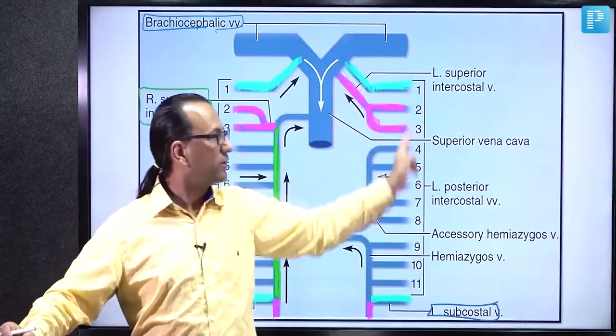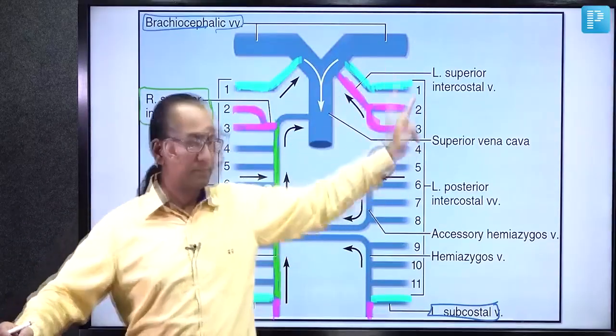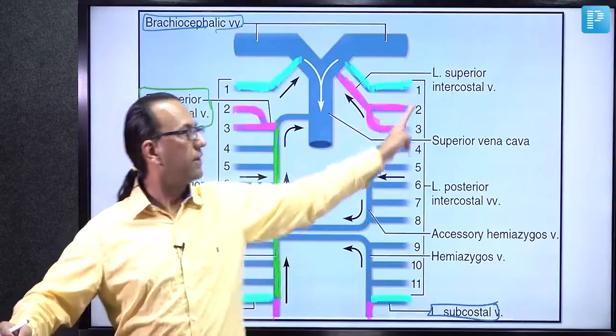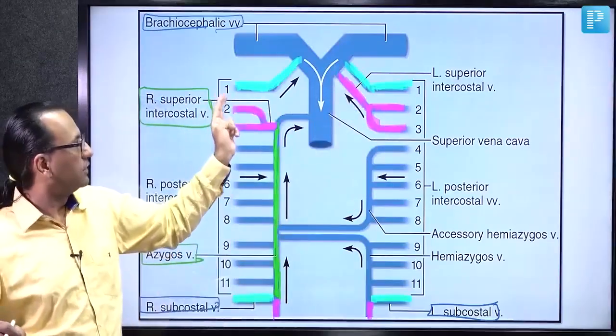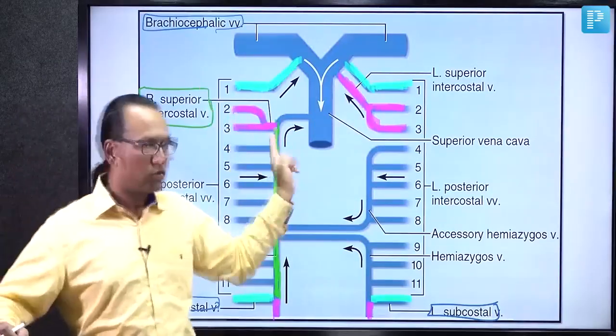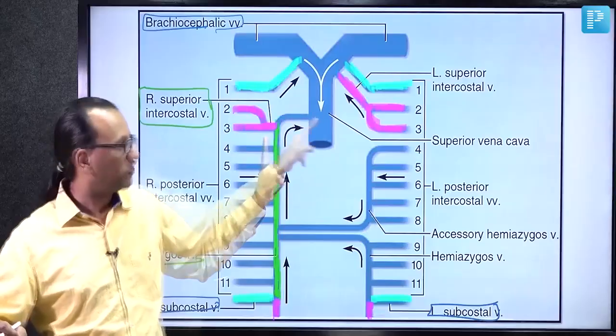But when it comes to numbers 2 and 3, which is the superior intercostal vein, on the left side it will drain into the left brachiocephalic vein, but on the right side it is the right superior intercostal vein draining into the azygous vein. That is a difference which you have to remember.